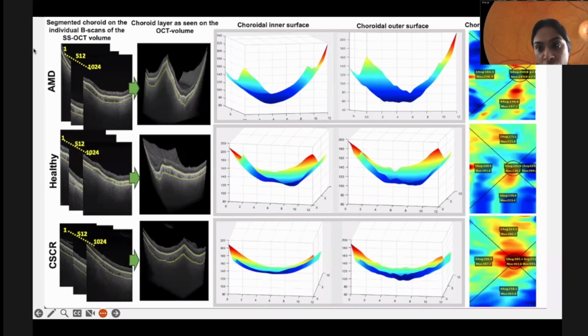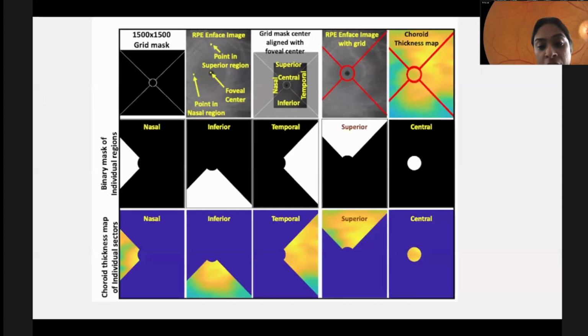So how did we make the choroidal volume? Basically, normally the OCT scan which we do, we used 1024 of those OCT scans and layered them, stacked them one over the other, and converted them into an OCT volume in the computer. And then that OCT volume was studied from a bird's eye view to understand the choroidal inner and outer surfaces. And here, this is showing 3 representative cases in age-related macular degeneration, healthy eyes, and CSCR. Now, this diagram is showing how we divided the regions into central, nasal, superior, inferior, and temporal on the graphical user interface.